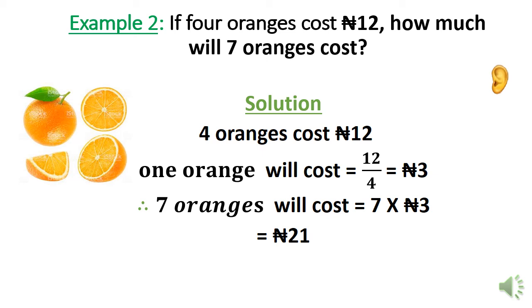So the cost of 1 orange is 3 naira. The next step is to find the cost of 7 oranges, which we'll do by multiplying 7 with the cost of 1 orange, which is 7 times 3 naira to give us 21 naira. So therefore, the cost of 7 oranges is 21 naira.